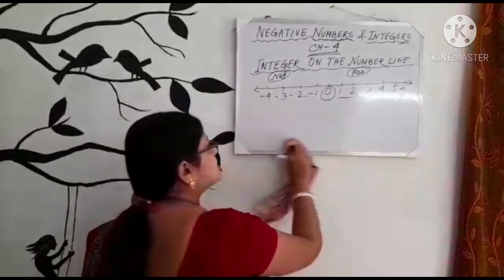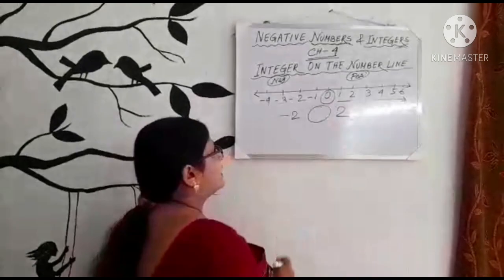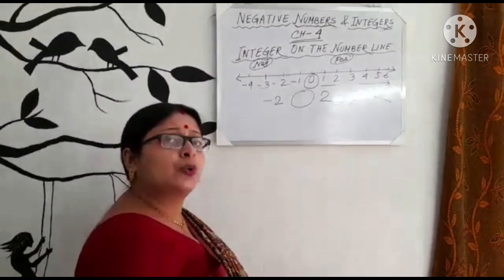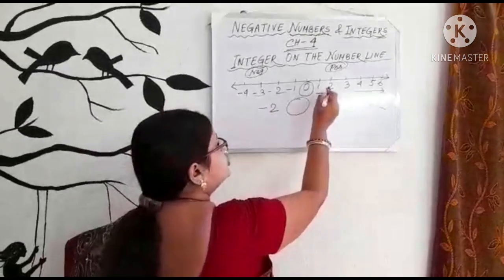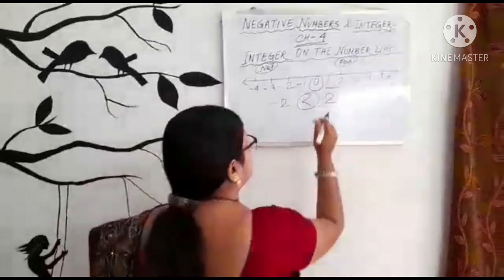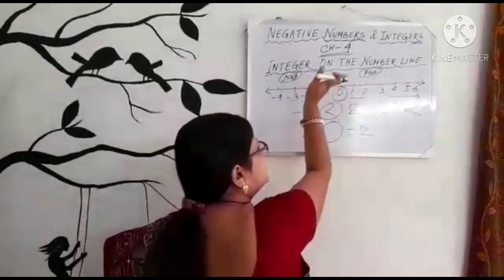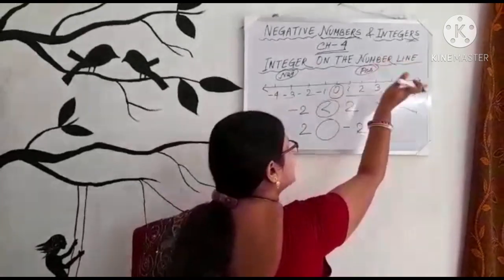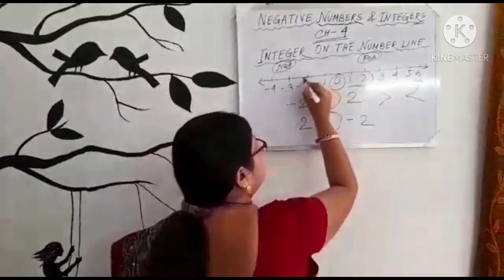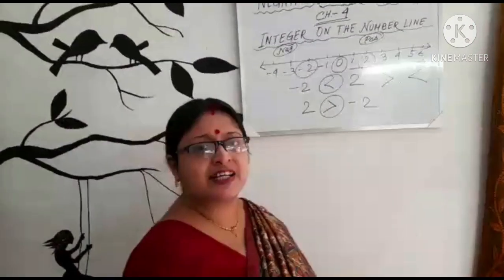In the same way, suppose that minus 2 and here plus 2. Okay, which sign will we put? Greater than or less than? Clear? Which sign? Minus 2 and 2. So, obviously we will put the less than sign. Clear? Just opposite. 2 and minus 2. So, you see the number line? On the right hand side, all the numbers are positive, and on the left hand side, all the numbers are negative. So, 2 and minus 2. Obviously, 2 is greater than minus 2.